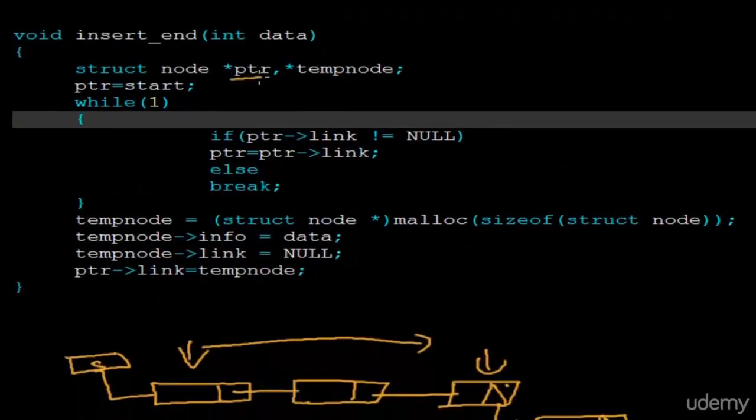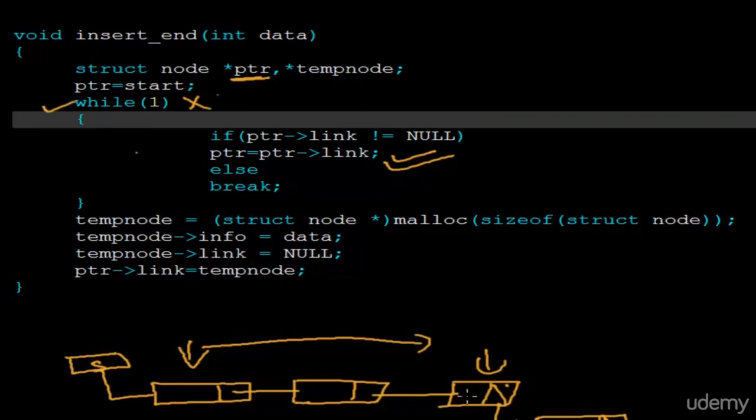We are simply having a pointer ptr. We are copying the content of start into the ptr till we reach the end of the list, meaning the ptr's link is not equal to null. We are simply traversing. If we reach it, we are breaking this while loop. While means this infinite while loop.